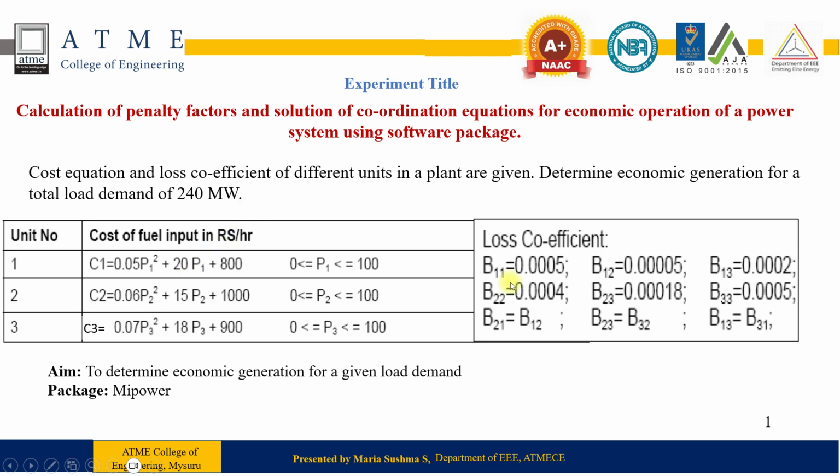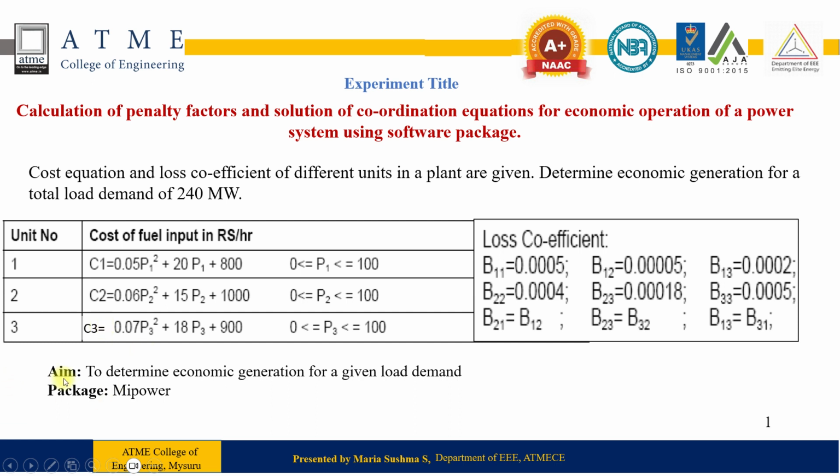Here we have two such tables. The first table is indicating the cost equation of the three generating units, and the second table is giving the information of beta coefficients. And here we have the three cost equations, namely C1, C2 and C3.